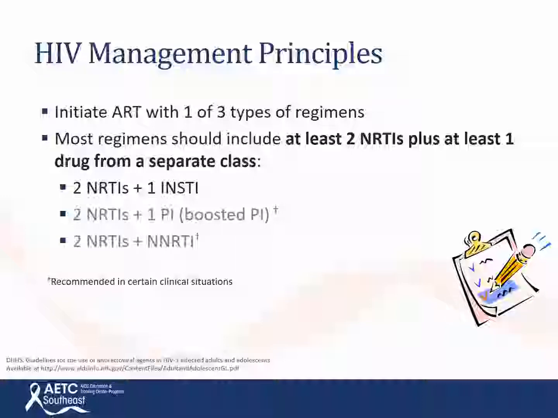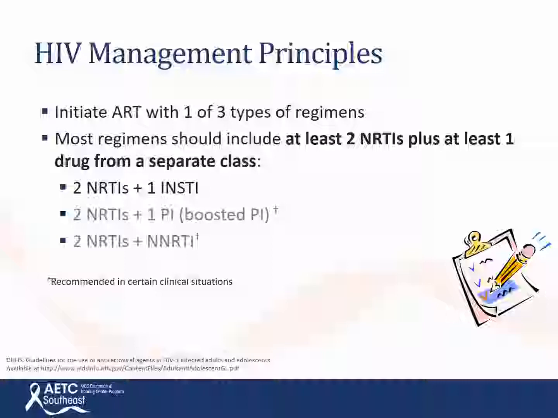So with all of these drugs and drug classes, how do we combine them together? It's pretty simple, actually. The DHHS guidelines tell us to initiate ART with one of these 3 types of regimens: 2 nukes plus an integrase inhibitor, or 2 nukes plus a protease inhibitor, and specifically a protease inhibitor that is boosted, or 2 nukes plus a non-nuke. And as previously mentioned, the PI-based and non-nuke-based regimens are only recommended in certain clinical situations.